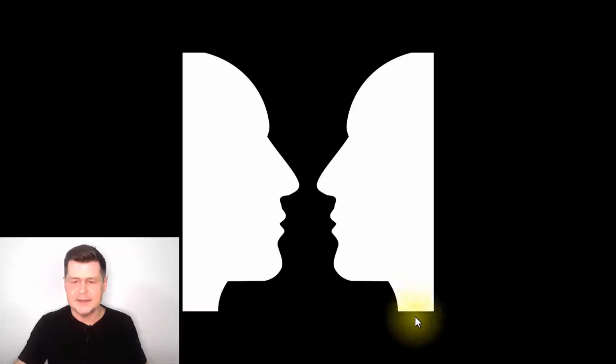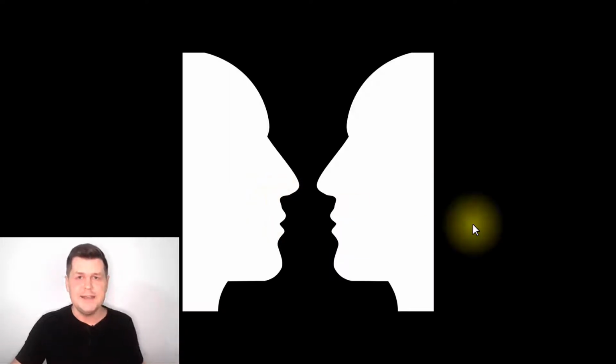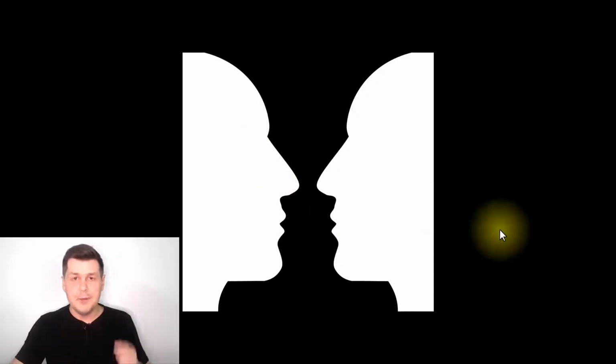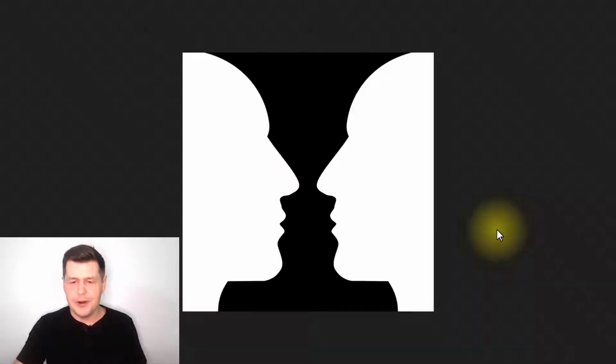So here are the foreheads, and here are the noses, and then here are the lips, and here are the chins of the faces. And then here are the necks. These would be the necks. So these white parts look like 2 faces. So these are like the sides of 2 faces.